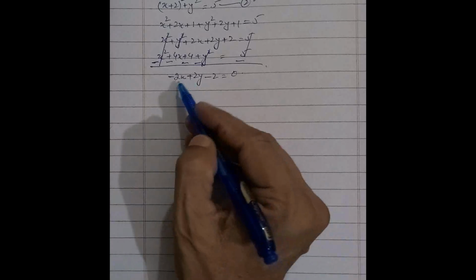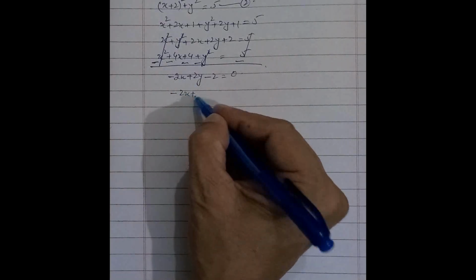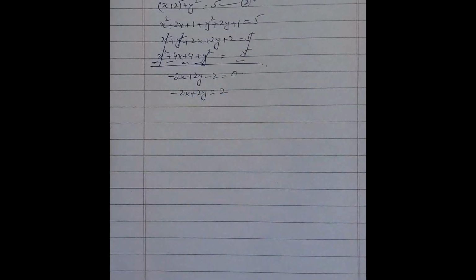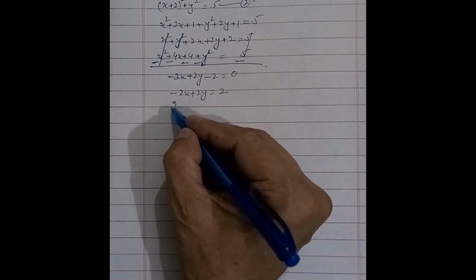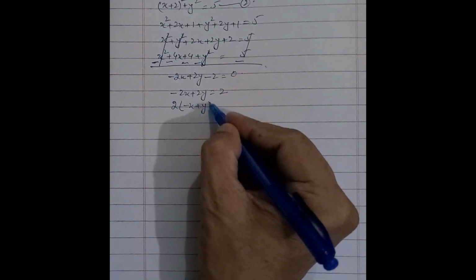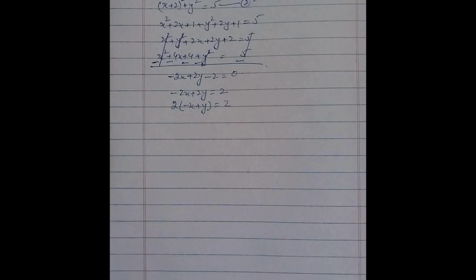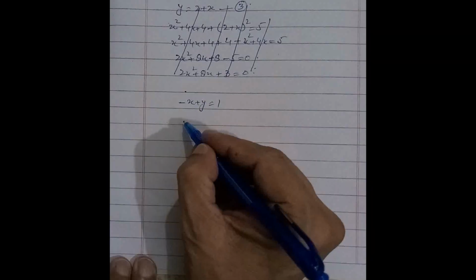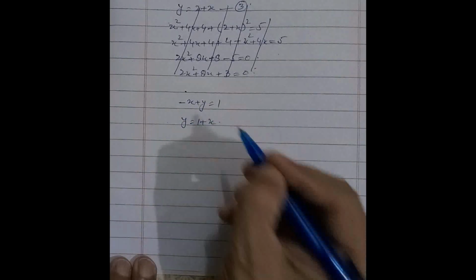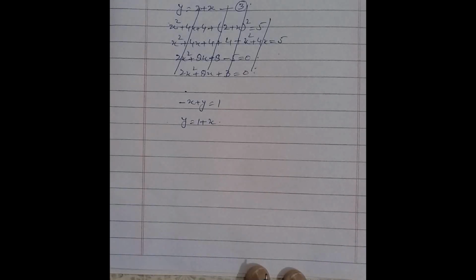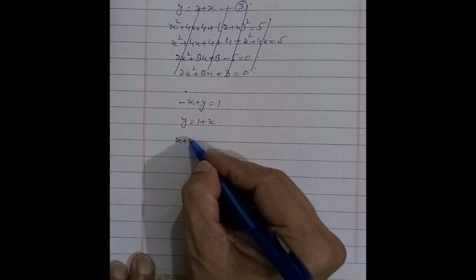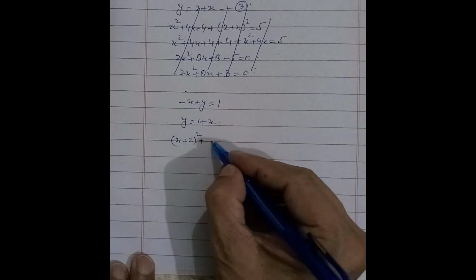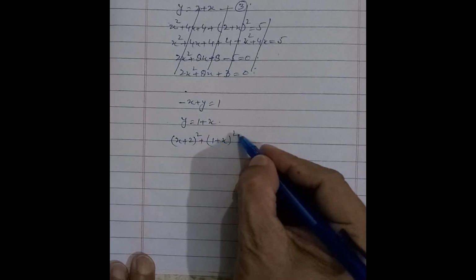And then we solve it. Minus 2x plus 2y is equal to 2. Take common 2, we get minus x plus y is equal to 2. Divided by 2 on both sides, minus x plus y is equal to 1 and y is equal to 1 plus x. Now we put the value of y in equation 2, which is x plus 2 whole square plus y, and 1 plus x whole square is equal to 5.